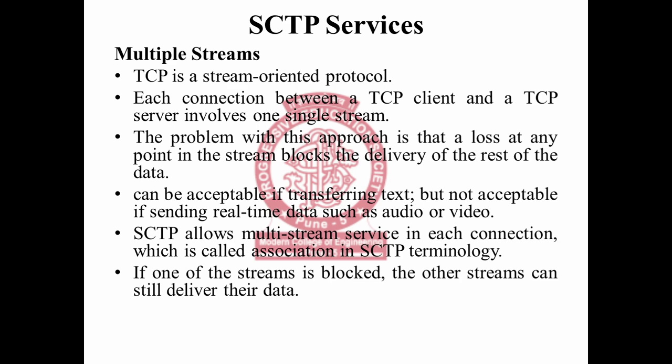In case of SCTP, it allows a multi-stream service in each connection, which is called an association in SCTP terminology. If one of the streams is blocked, the other streams can deliver their data. So continuous transmission of data will take place even if one connection is lost.